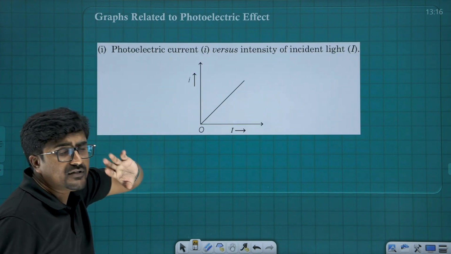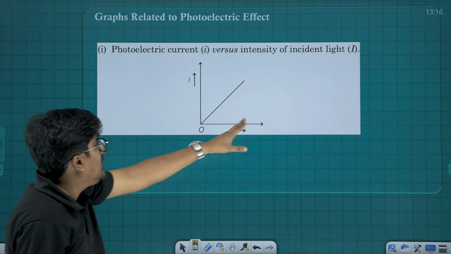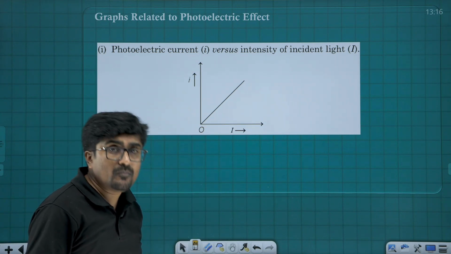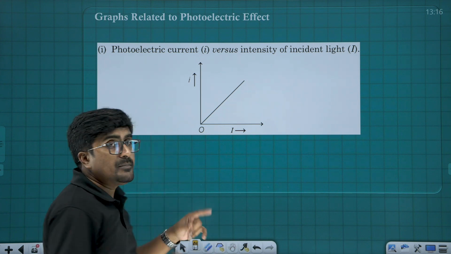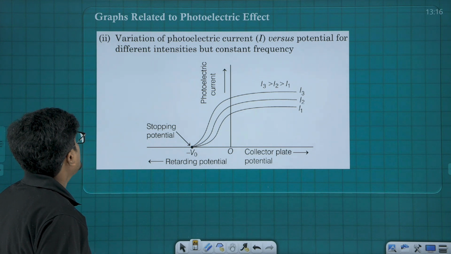Next comes the graph, which is very important. Photoelectric current versus intensity. The more the intensity, the more photons striking, and the more electrons will be coming out. That means photoelectric current and intensity are directly proportional.